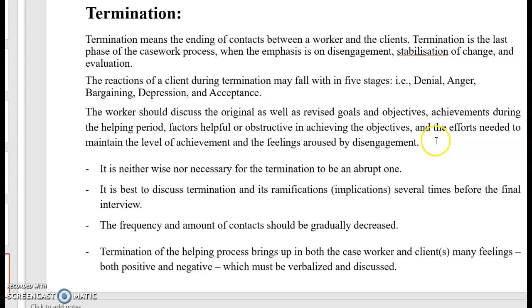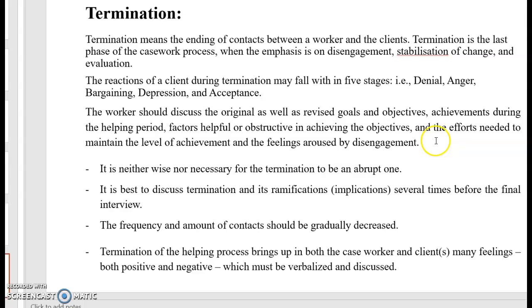The worker should discuss the original as well as revised goals and objectives, and achievements during the helping period, factors helpful and or obstructive in achieving the objectives, the efforts needed to maintain the level of achievement, and the feelings aroused by disengagement. It is neither wise nor necessary for the termination to be an abrupt one. It is best to discuss termination and its ramifications or implications several times before the final interview.